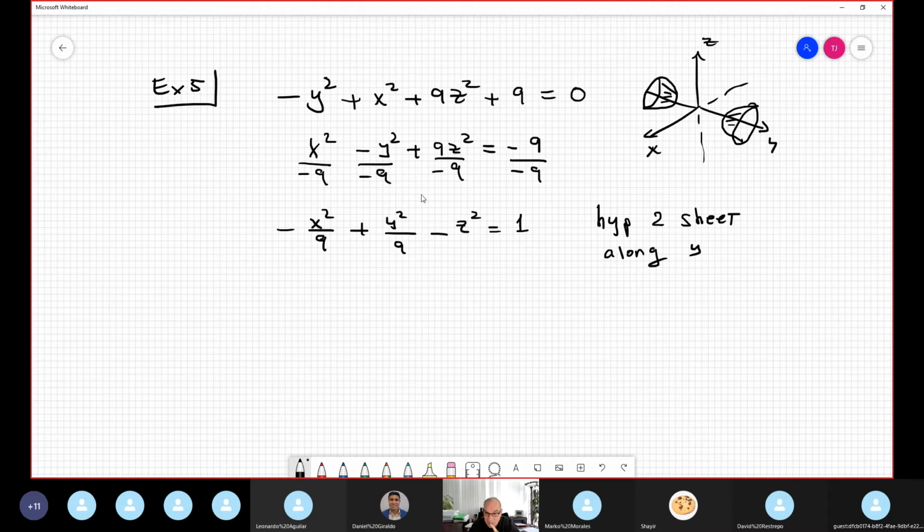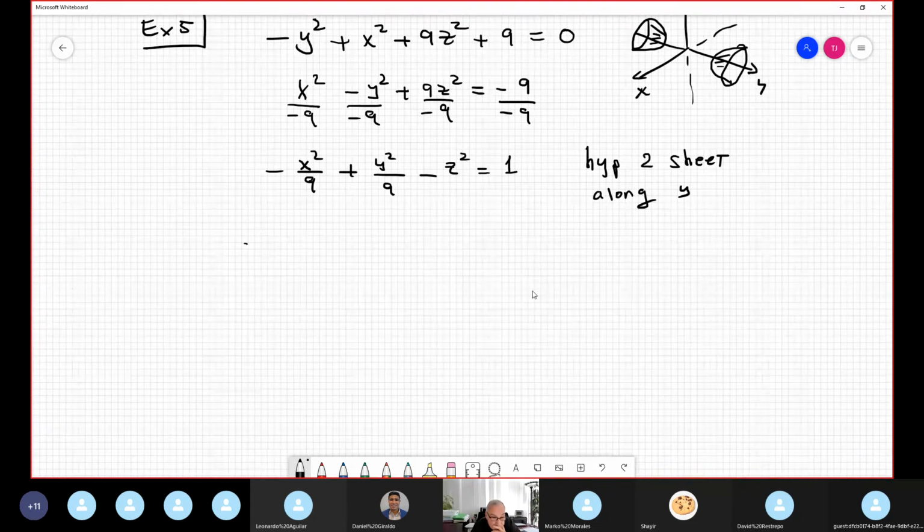It's along the y-axis. How do you know? Because it's the only positive, the only different sign. Two negatives is two sheets, one negative is one sheet, and the different one is always the information for the axis, along the y-axis. Okay, let me try the intercepts and traces to investigate the surface in more detail.